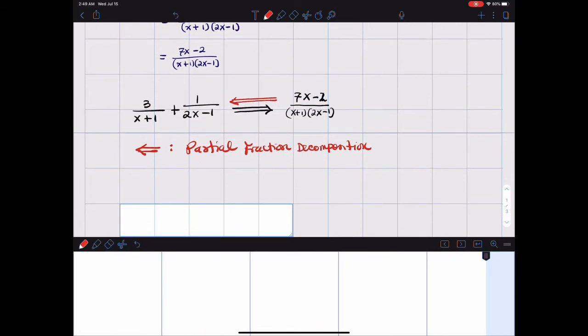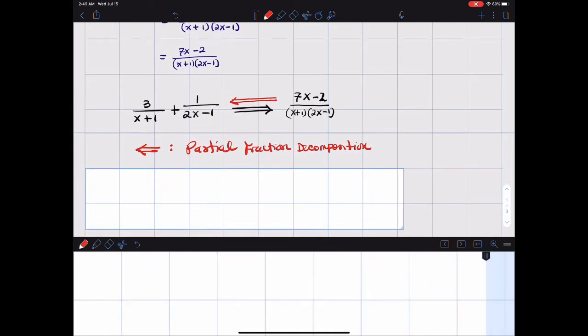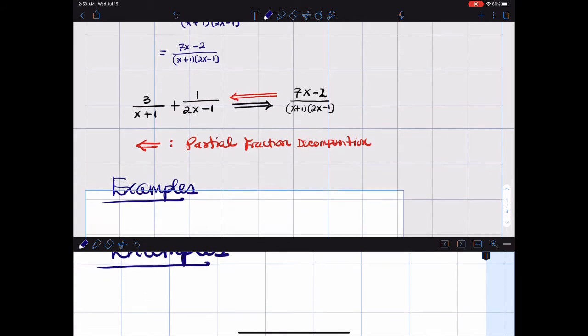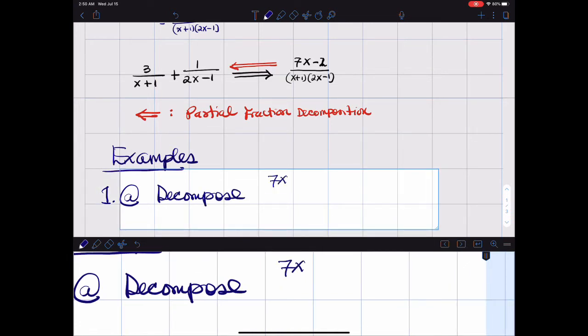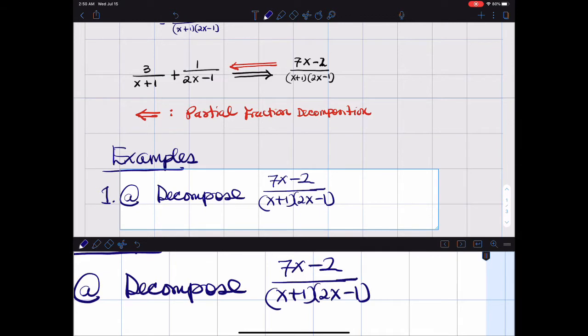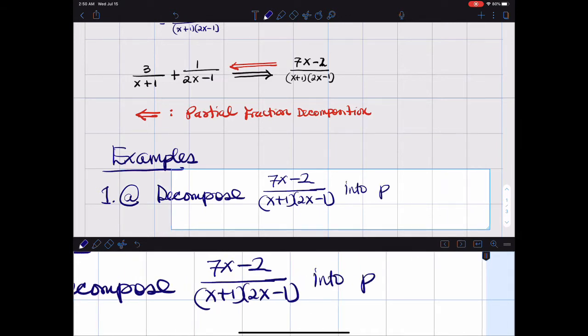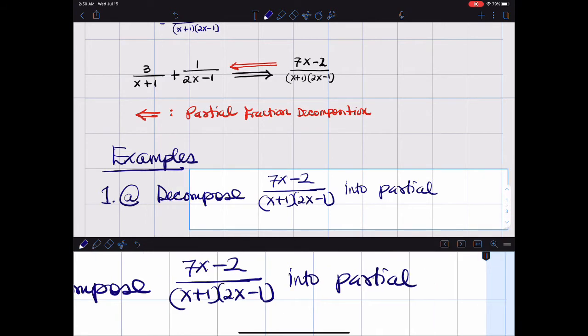Why do we need this? We'll see later on. But first of all, let's try to see how we can go in the backwards direction. I'm going to call this examples. Example A: decompose 7x minus 2 over x plus 1 times 2x minus 1 into partial fractions, its component partial fractions.